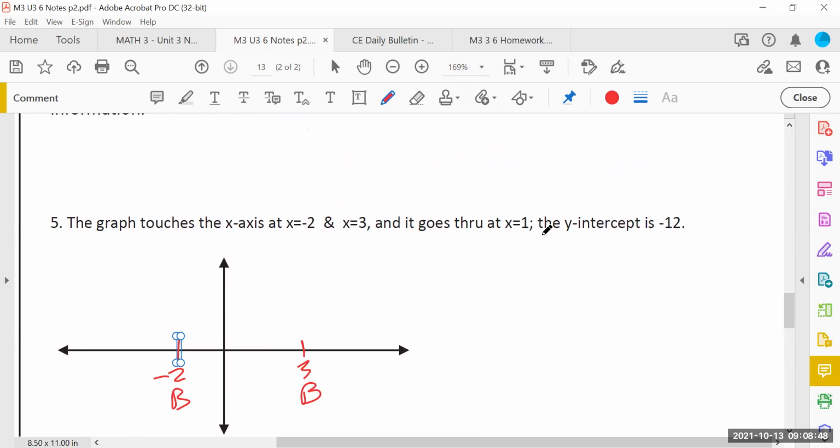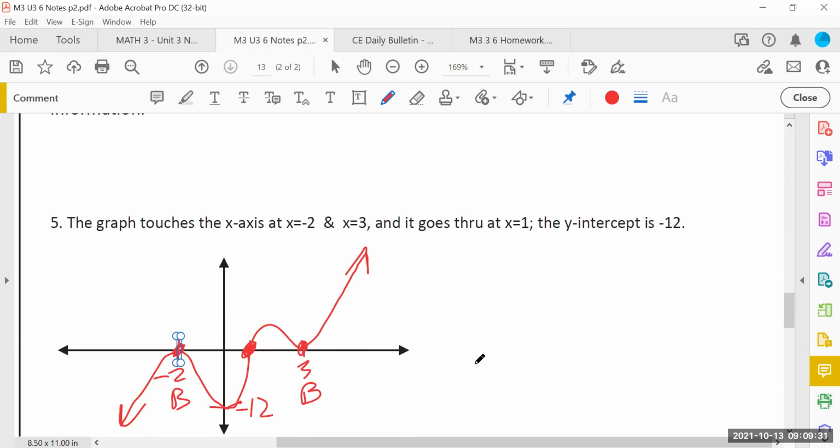goes through at x equals 1. So here's another x-intercept at 1. Y-intercept is -12. Remember how for these, I don't really know what the end behavior is until I graph it. So I'm going to start at the y-intercept, up, bounce, and up. And then over here, up, bounce, and down. So I went through at 1, I bounced at -2 and 3, and I hit my y-intercept at -12.